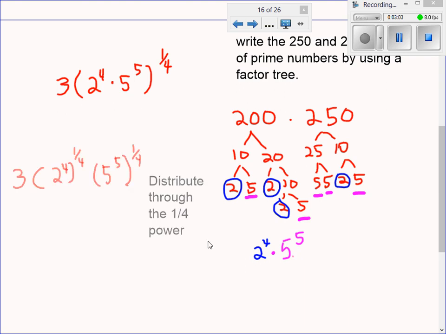So the next step we're going to do is distribute through the 1/4 power to each term. So I have 3. Now that's outside the parentheses, so it doesn't get the 1/4 power. But I get 2 to the 4th to the 1/4, 5 to the 5th to the 1/4.